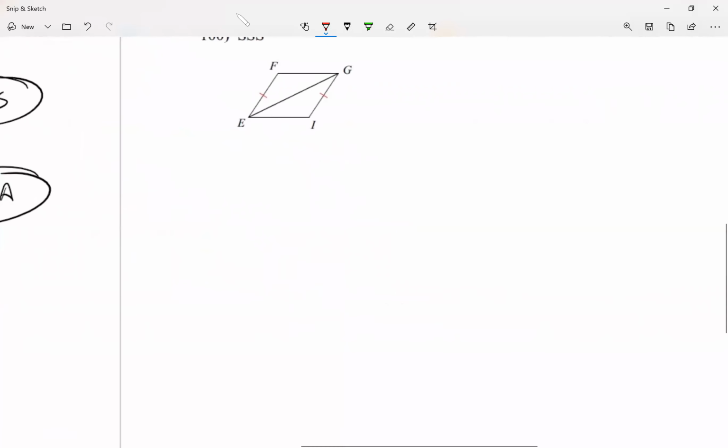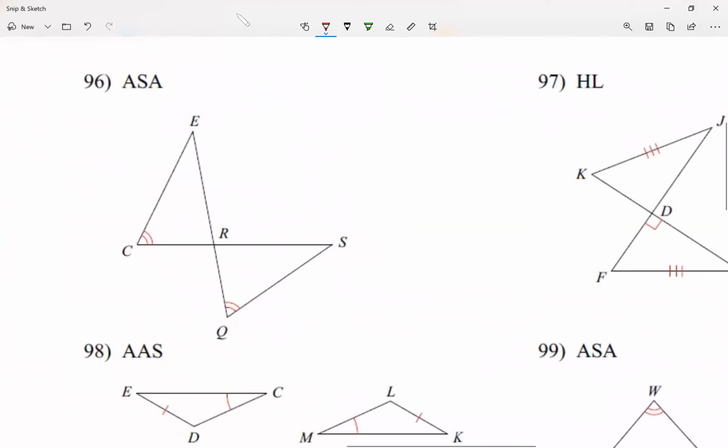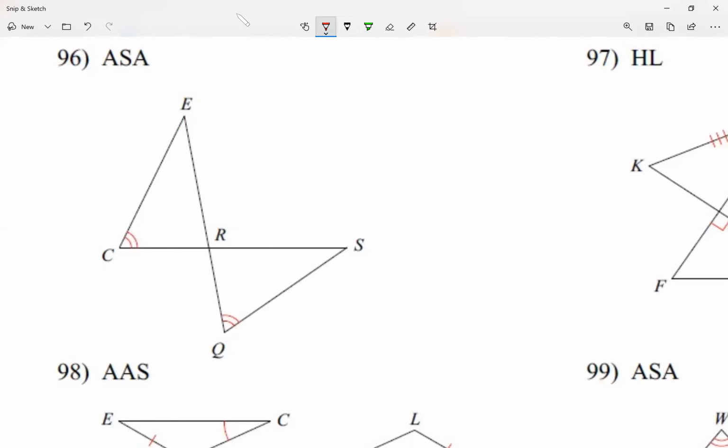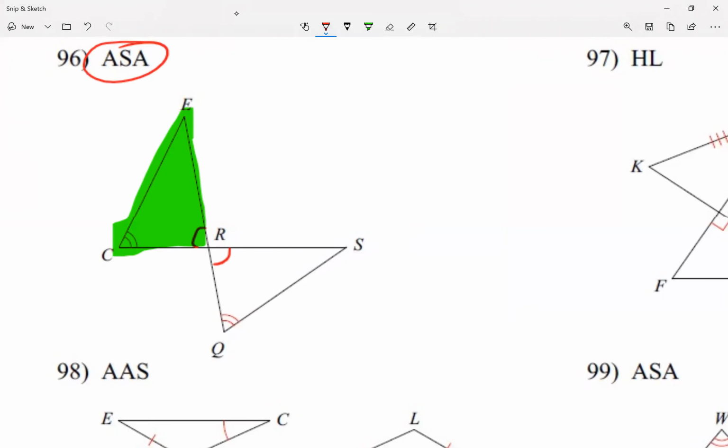All right, let's take a look at 96. To begin with, I can mark this angle is equal to this angle based on vertical angle theorem. I'm looking at this triangle. I'm supposed to have 2 angles and the side in between. Right? Angle, side, angle, 2 angles and the side in between. So I'm missing this side. That's the side CR. On the other triangle, I'm missing this side. That's the side RQ.